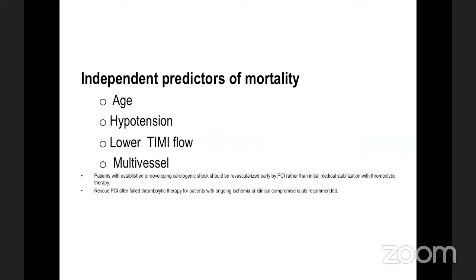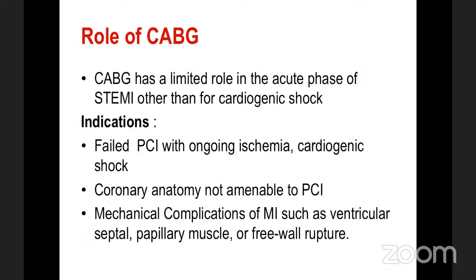The independent predictors of mortality are age, hypotension, lower TIMI flow, and multivessel disease. Now we'll talk about the role of CABG. As we mentioned before, CABG has a limited role in the acute phase of STEMI, other than for cardiogenic shock. The indications for CABG in a STEMI or cardiogenic shock patient are failed PCI with ongoing ischemia or cardiogenic shock, coronary anatomy not amenable to PCI, or mechanical complication of the MI.